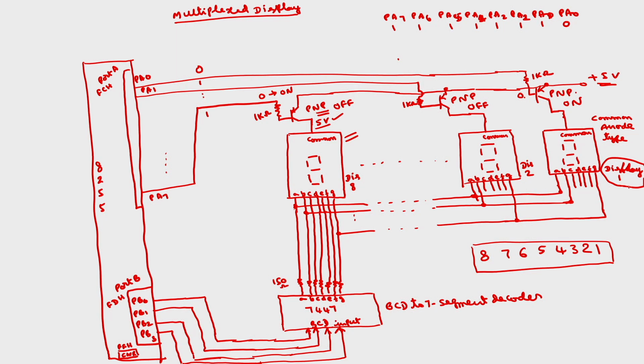So I want to display 1 here, which means we can send 0, 0, 0, 1, the BCD corresponding to 1. It will generate the corresponding code to display the 1. Because this is a common anode type, 0 will light the corresponding segment, so this will be 1, 0, 0, 1, 1, 1, 1.